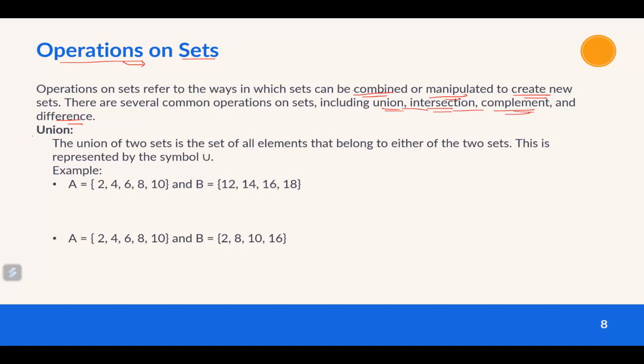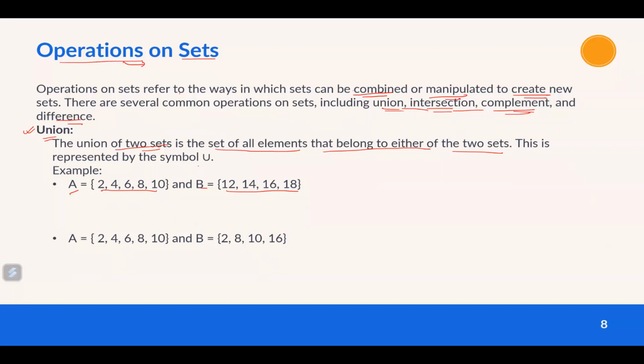First we will understand what is union. The union of two sets is the set of all elements that belong to either of the two sets. So what does this mean? Suppose you have two sets, set A and set B, with elements as mentioned here. So you see, a union is just the sum of all those elements.